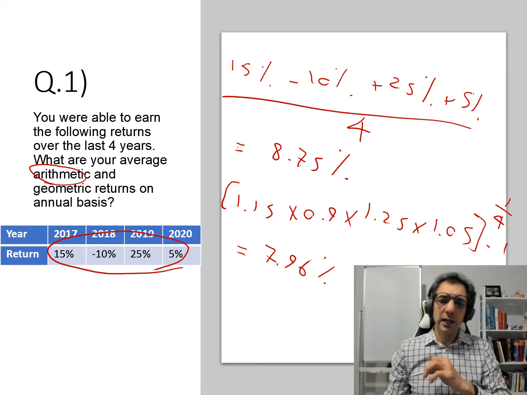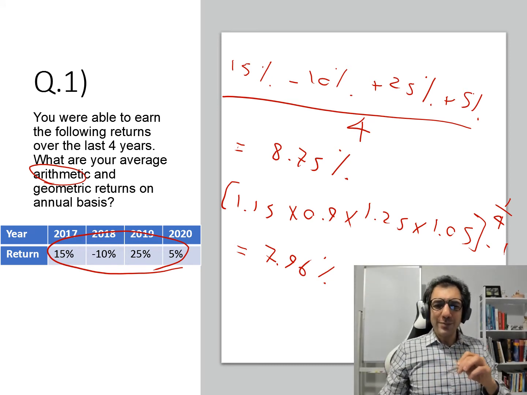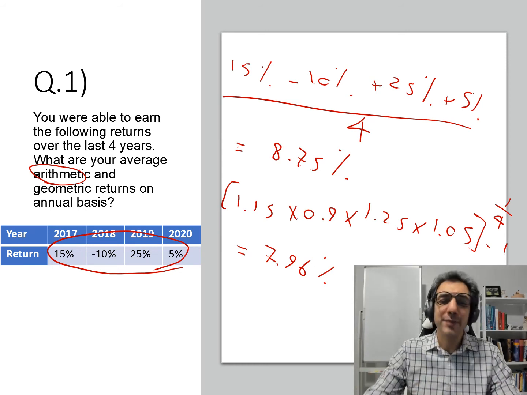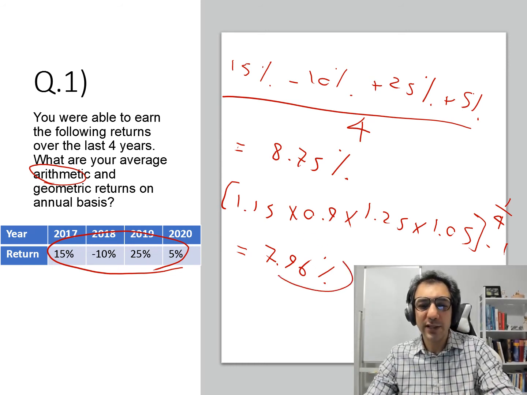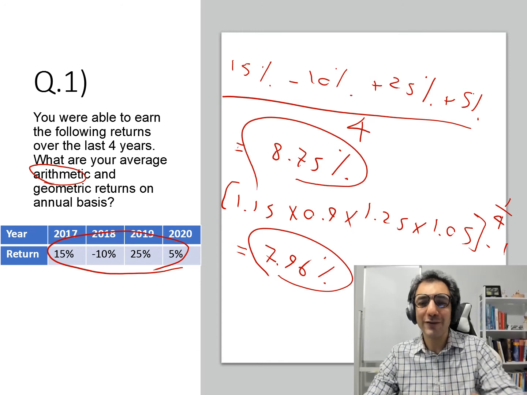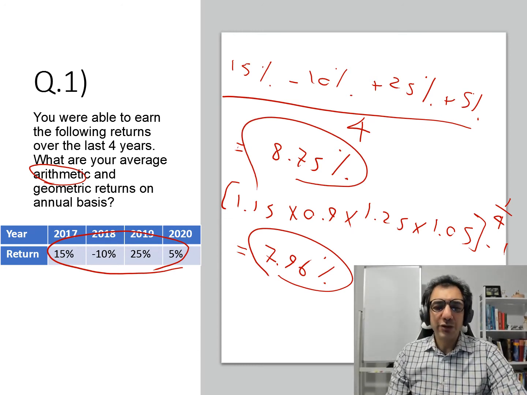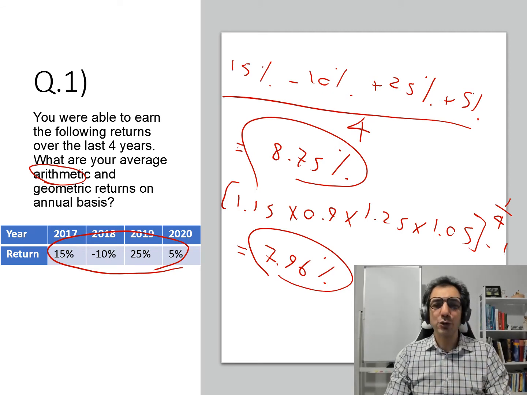As we argued before, the geometric average return always provides a lower return than the arithmetic average return. So 7.96% is the geometric average return, and 8.75% is your arithmetic. Which one is more relevant? Usually geometric is the more relevant average return because it considers the compound factor and the growth of your investment. Now let's look at the next question.